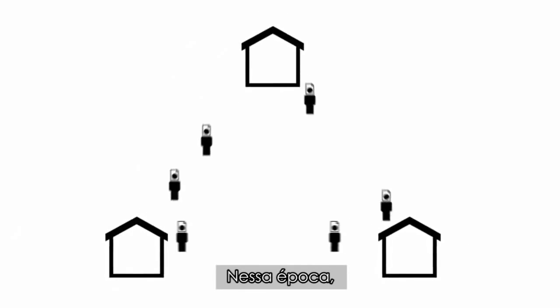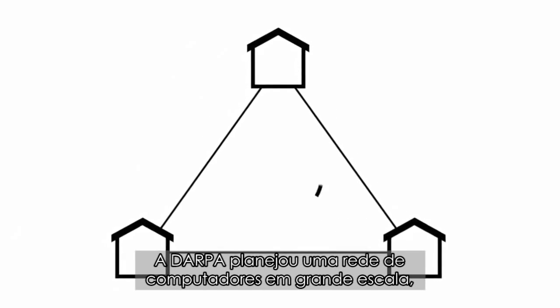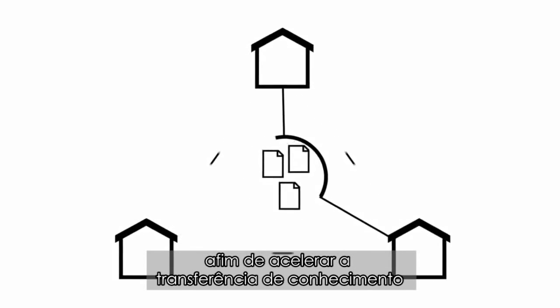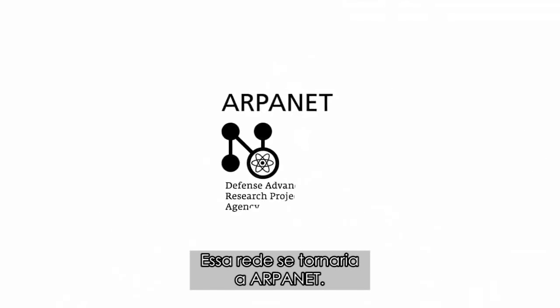At that time, knowledge was only transferred by people. The DARPA planned a large-scale computer network in order to accelerate knowledge transfer and avoid the doubling up of already existing research. This network would become the ARPANET.